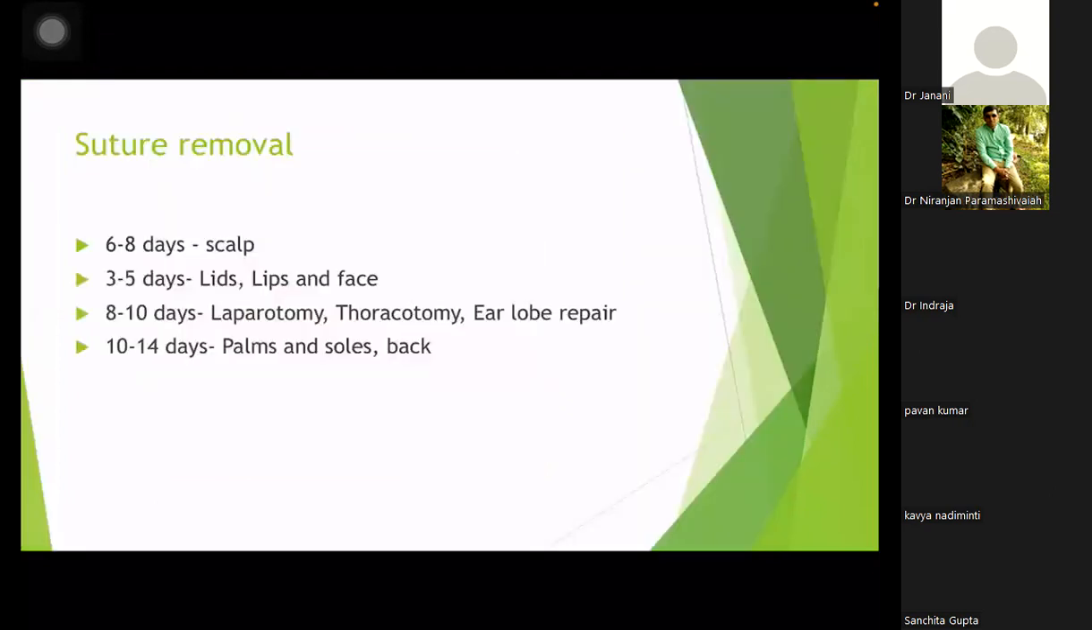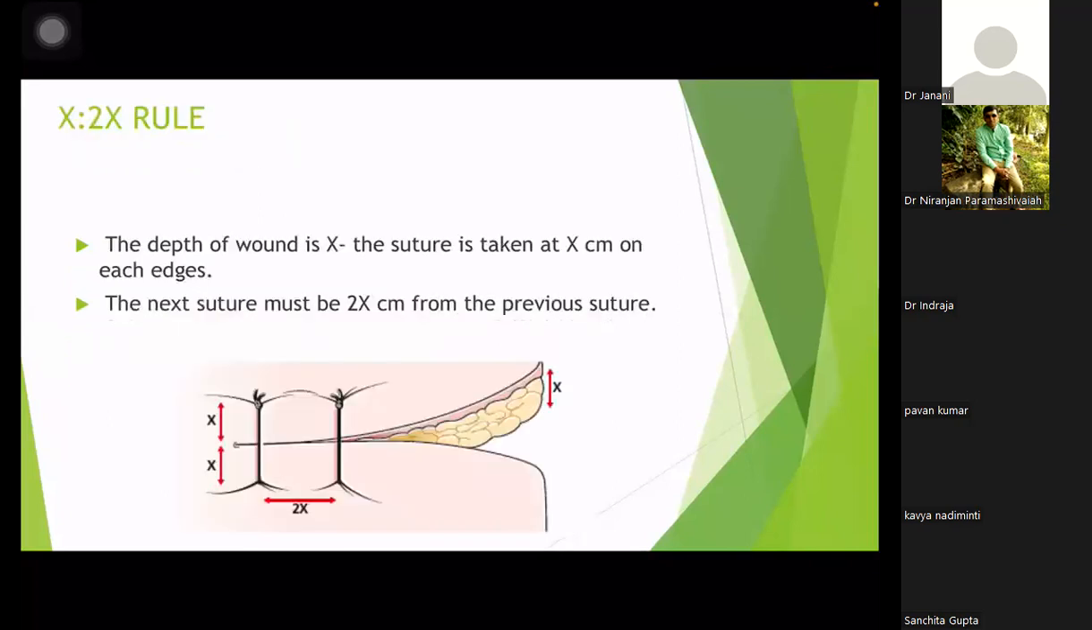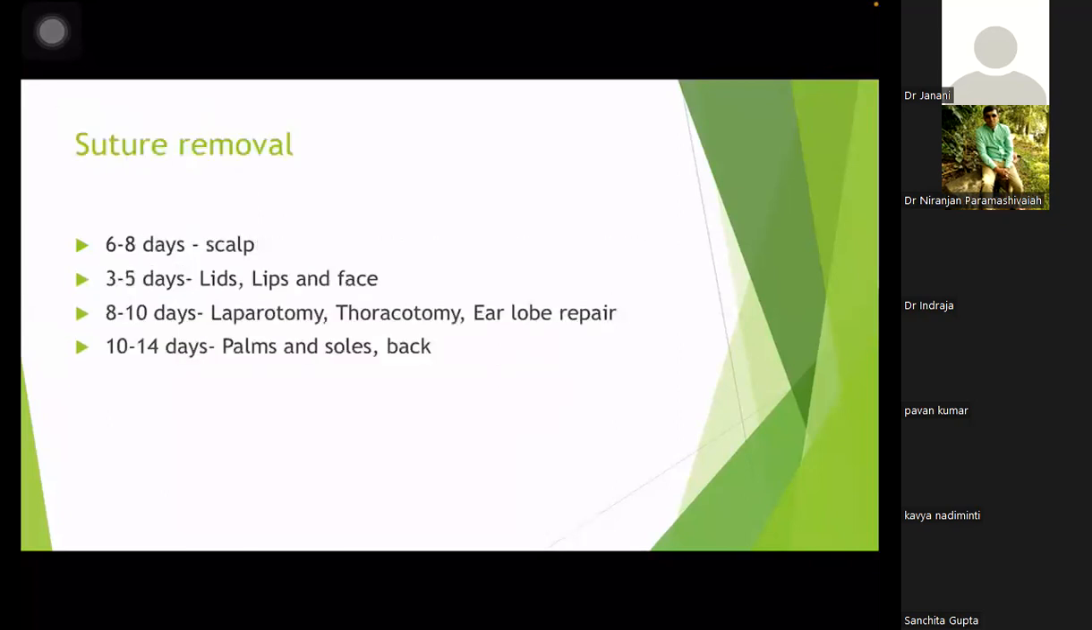Suture removal. In the scalp, sutures are removed around 6 to 8 days. On the face, lips, and lids, it is around 3 to 5 days. In laparotomy, thoracotomy, or earlobe repairs, it is around 8 to 10 days. And in the palm, soles, and back, it is around 10 to 14 days. Why is there variation in days? Sir, over the scalp and face there is more blood supply, which helps in early closure of wounds. Okay, fine.